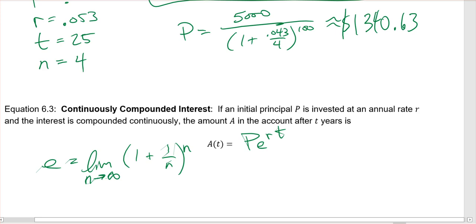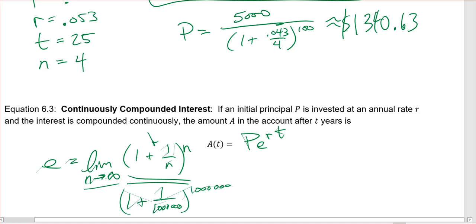So this is what the number e is. When we say limit as n goes to infinity, it's the value of this expression as this n gets larger and larger and larger. So if we pick something like n equals 1,000,000, and I put that in here, so 1 plus 1 over 1,000,000, raised to the 1 million power, that's 2.718. This is approximately e, right? So put in numbers bigger and bigger and bigger.